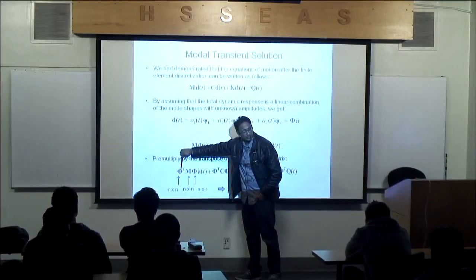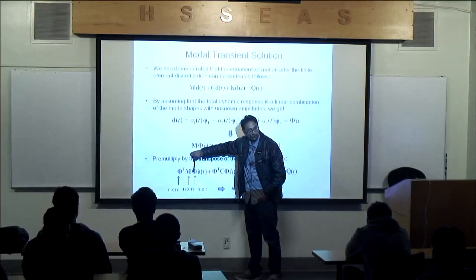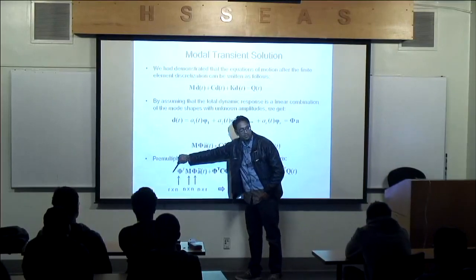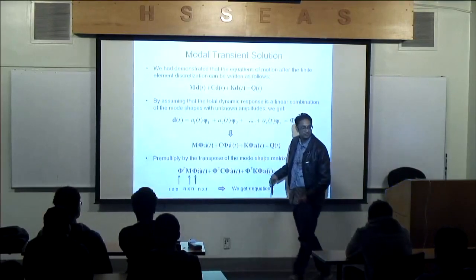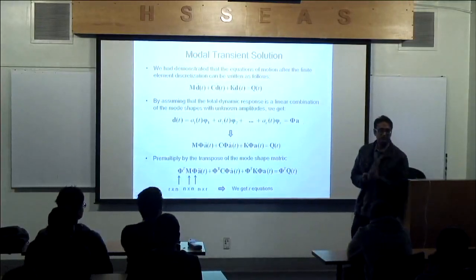3 by 40? Yeah? 40 by 40? 40 by 3? 3 by 1. I get a 3 by 1. I get 3 equations. I went from 40 equations to 3 equations, didn't I?